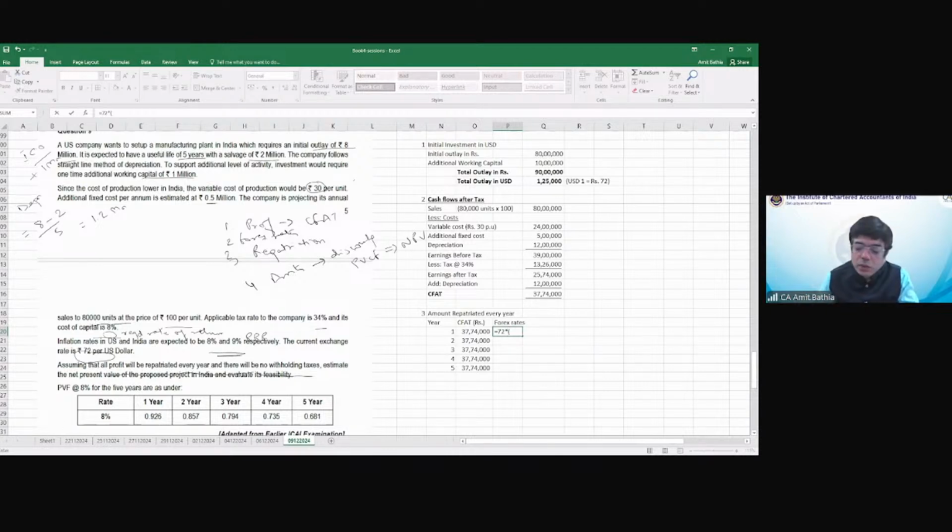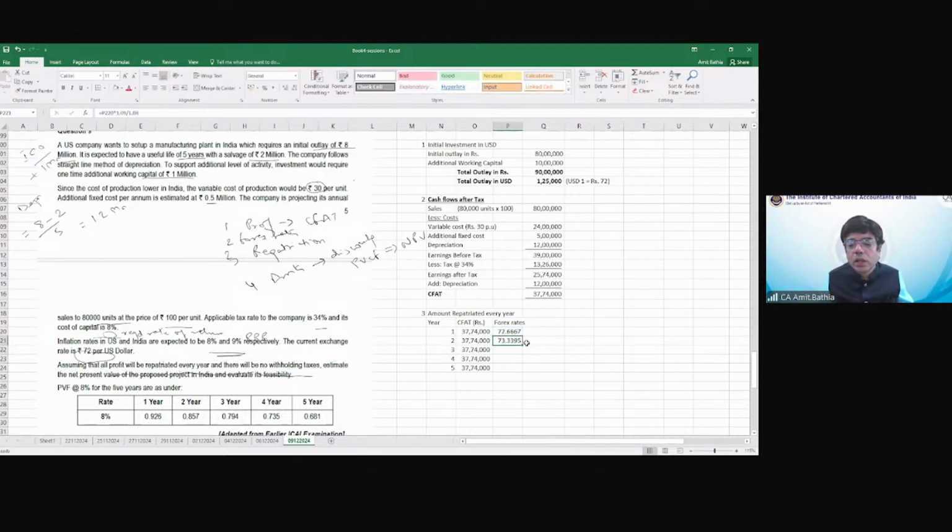So I'm going to multiply this with the inflation number of India first. What is the inflation number of India? 9%. US is 8% and India is 9%. So I will say 1.09 divided by 1.08, right? So I get after 1 year, then after 1 year into 1.09 divided by 1.08.